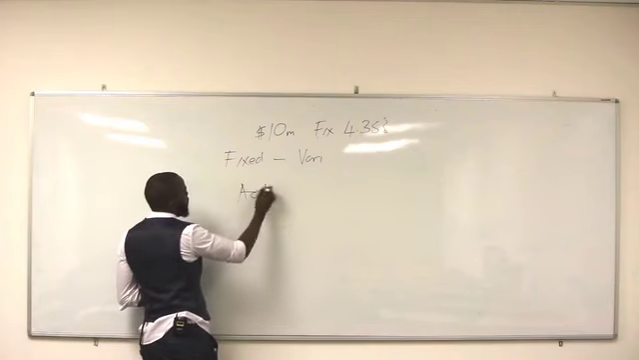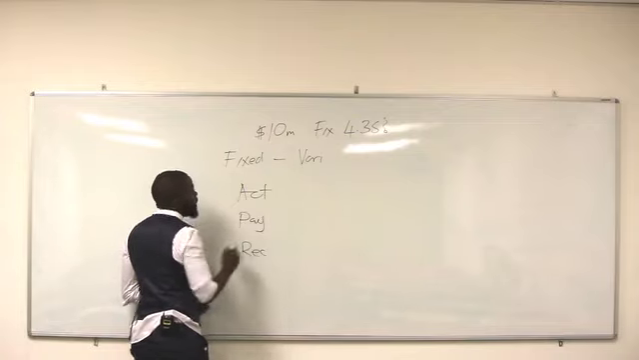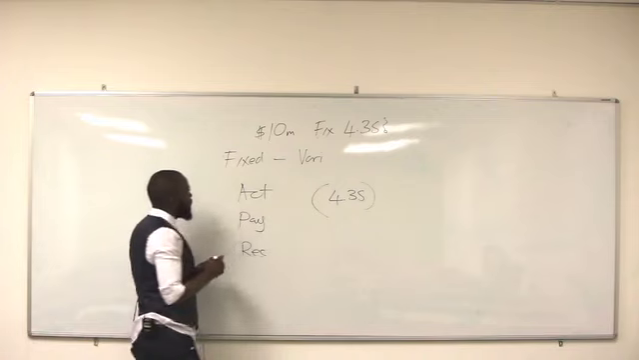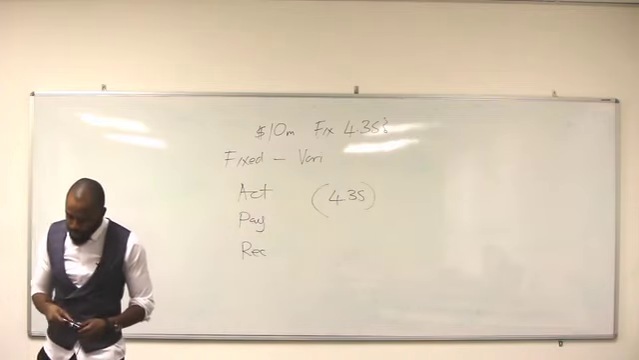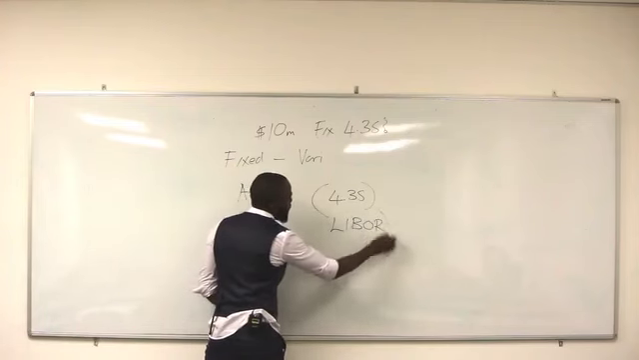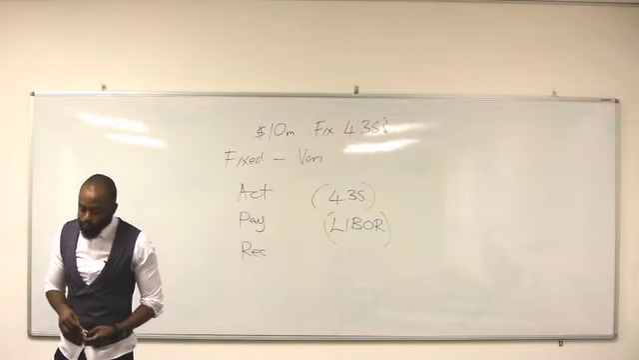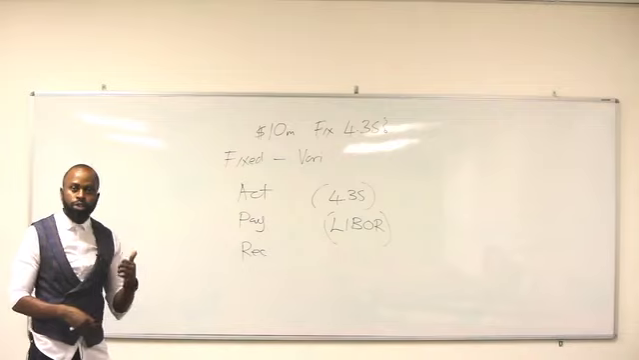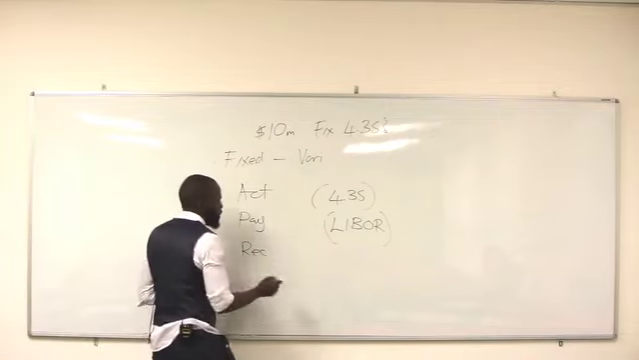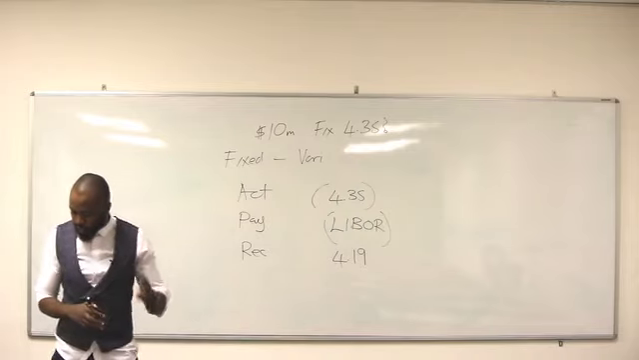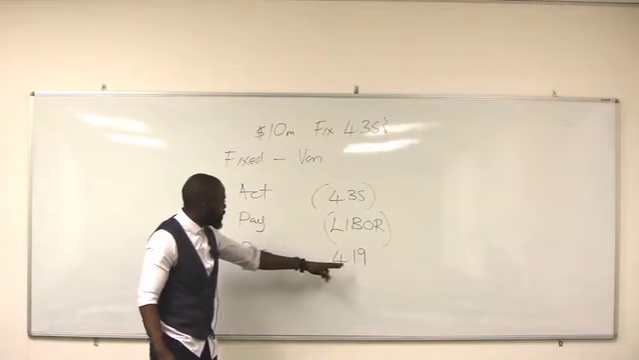So the actual payment, we'll see how much they're paying and how much they're receiving. The fixed rate is 4.35. Well, they want to make a payment of LIBOR. So they approach a bank. The bank is quoting a swap rate of 4.19 to 4.29 against 12-month LIBOR. If they want to pay LIBOR, then the bank is going to pay them a fixed amount. Now, how you determine this is that the bank is always going to benefit. So would the bank pay them 4.19 or 4.29? Because the bank always has to benefit, the bank will pay the 4.19. That's how you make the decision between the quoted swap rates, 4.19 and 4.29.